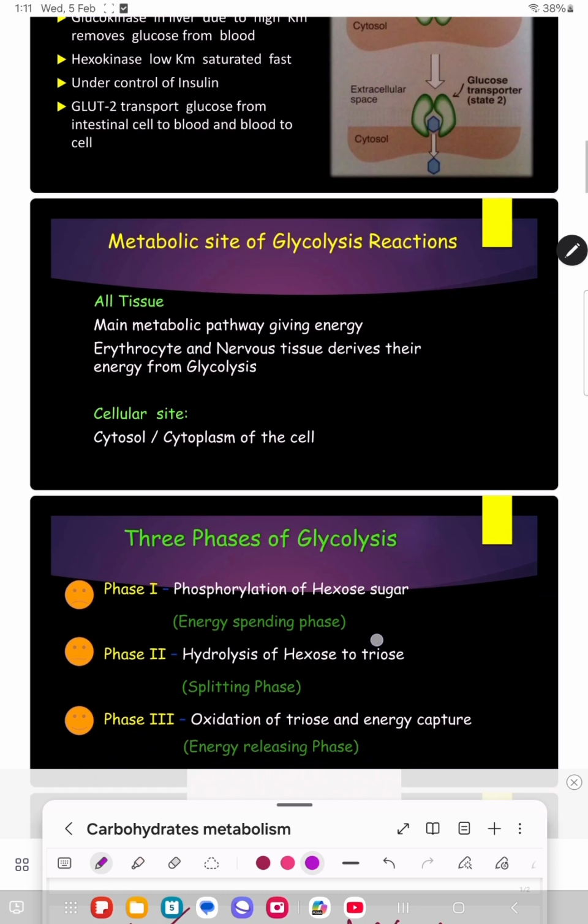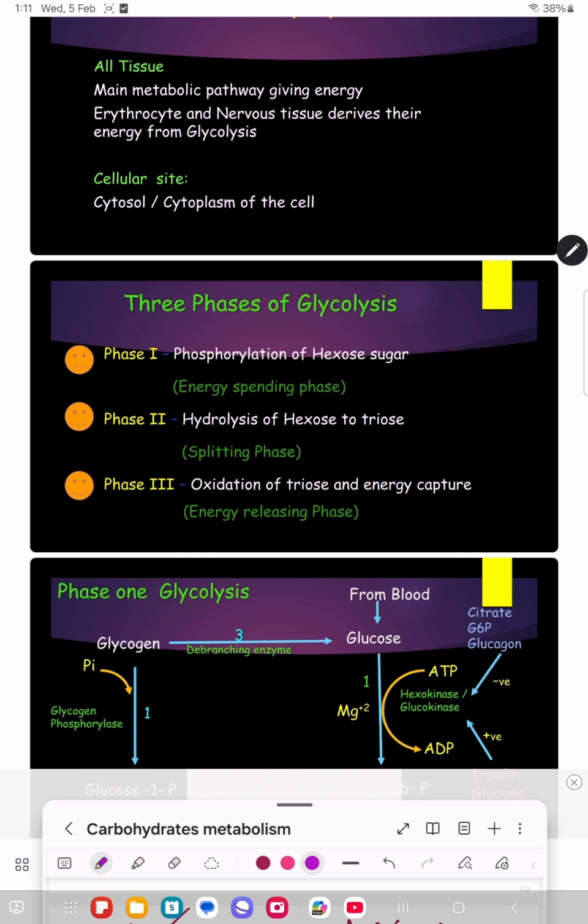Now discussing the three phases of glycolysis: phase 1, phase 2 and phase 3. Phase 1 is the phosphorylation of hexose sugar, phase 2 is the hydrolysis of hexose to triose, and the third is the oxidation of the triose and energy capture. The first is the energy spending phase, where energy, that is ATP, is utilized. In the second phase, there is a splitting of the product. In the third, there is the energy releasing phase.